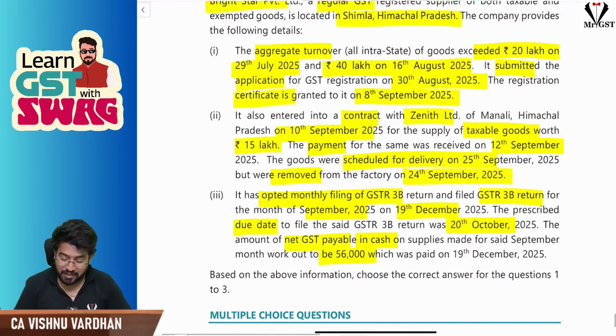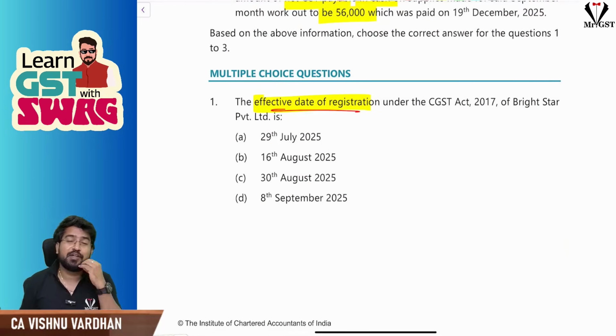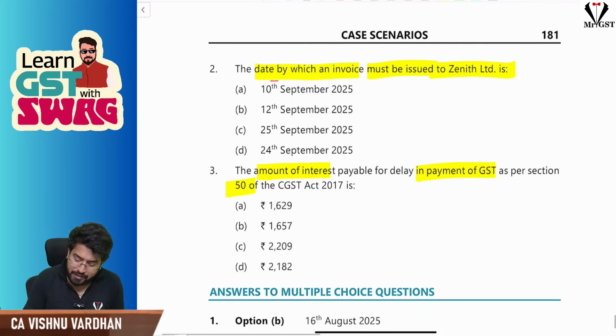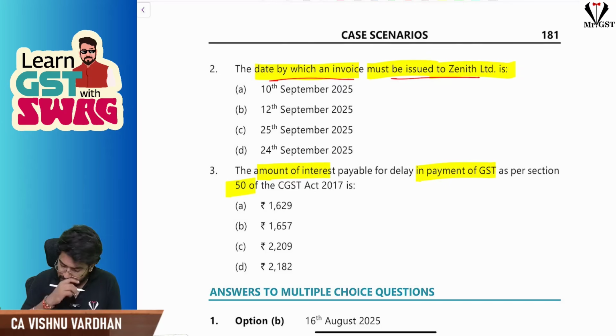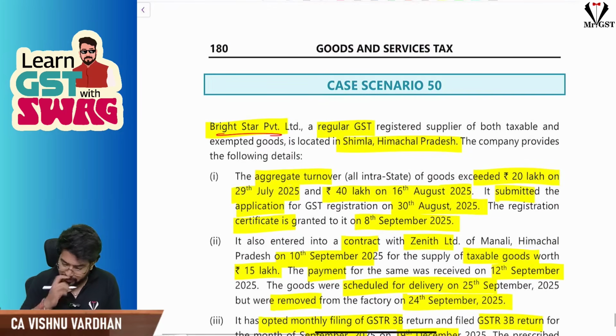Fine. Okay. So what is effective date of registration? Date by which invoice must be issued. Due date for raising the tax invoice. Next, amount of interest for delay in payment of tax under section 50. Okay. So this is story of Bright Star Private Limited, regular GST registered in Himachal Pradesh.